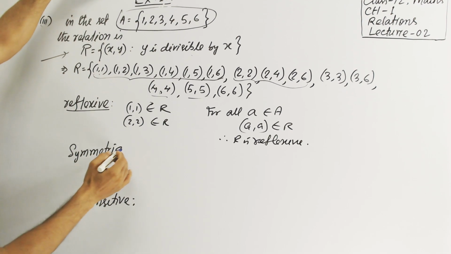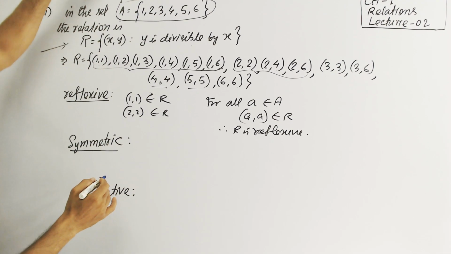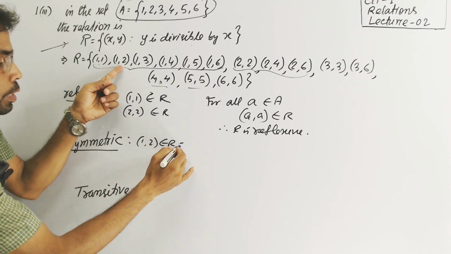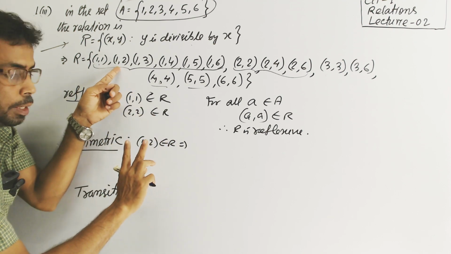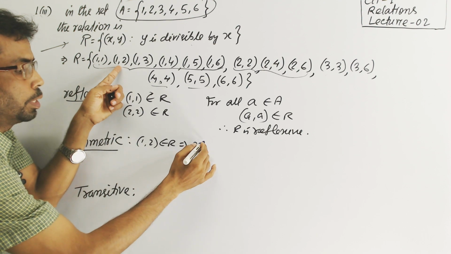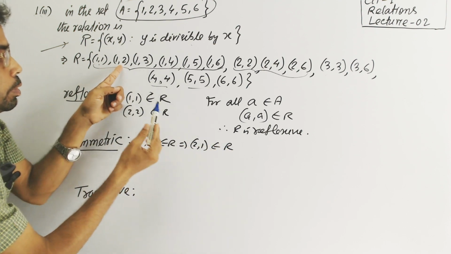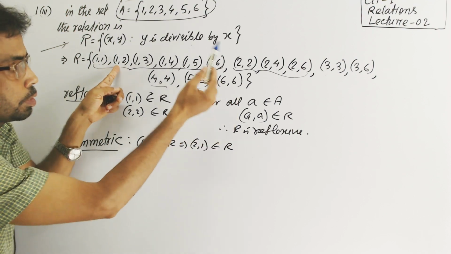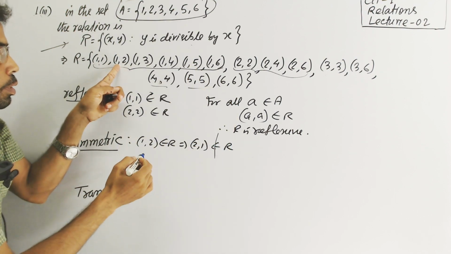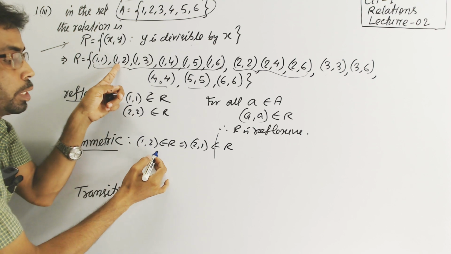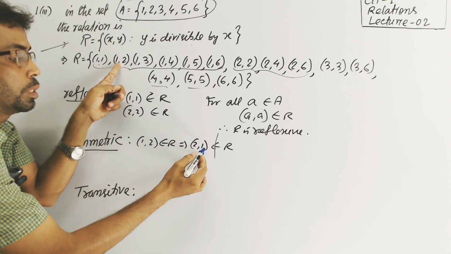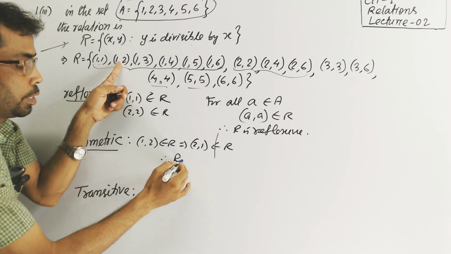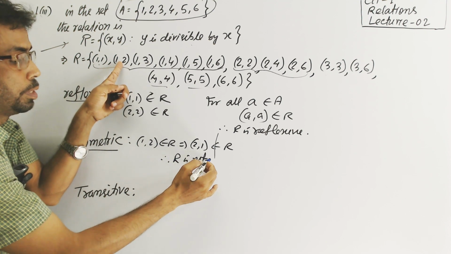Symmetric relation: for every pair, I can take this (1, 2). If (1, 2) is in the relation, then the pair made by reversing the order, that means (2, 1), must be in the relation. But we can see (1, 2) is there, and the pair made by reversing the order, (2, 1), is not there in the relation. We can take more examples, and even if we can show a single example in which the pair is not in the relation, we can say the relation R is not symmetric.